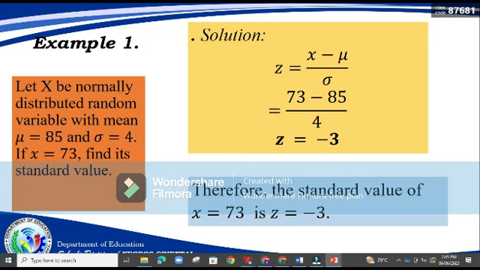So, therefore, the standard value of x equal to 73 is z equal to negative 3. So remember, you have to consider or just imagine that 73 here is one value, the normally distributed random variable. So this is any value in a normally distributed random variable, a random value in a normal distribution.